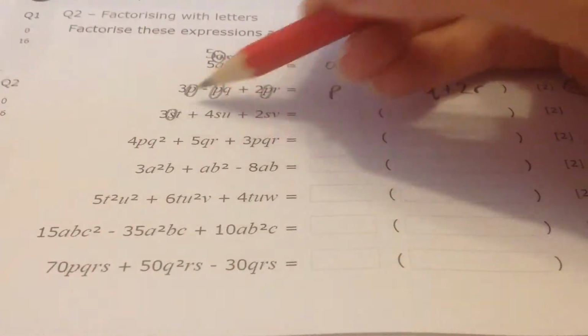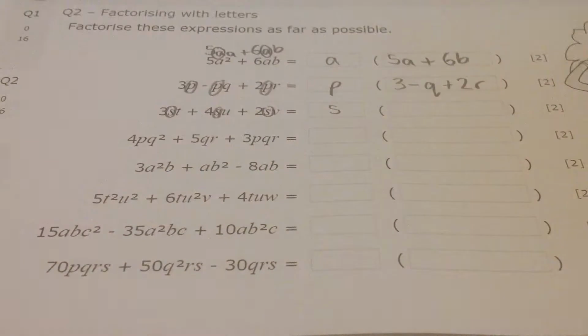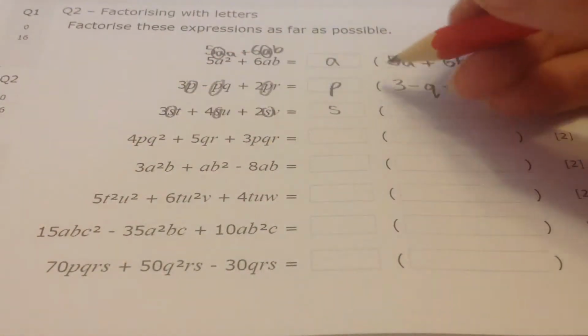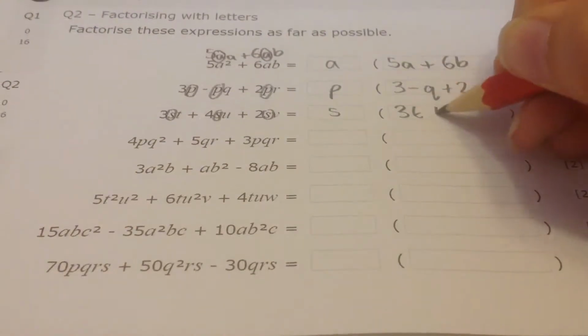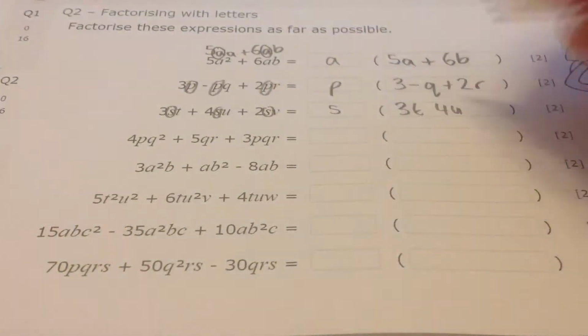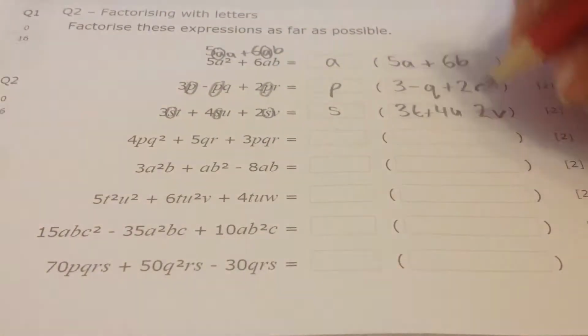Here, S is in all three terms. S goes in front of the brackets. 3t is left over from the first term, 4u in the middle term, and 2v in the last term. Both of those signs are pluses.